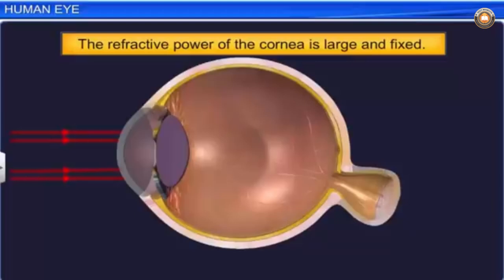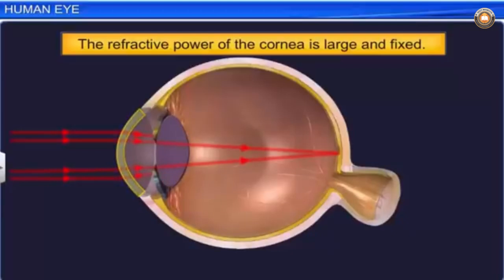For an object to be seen clearly, the image must be formed exactly on the retina. The crystalline lens along with the cornea is able to refract the light that enters the eye to form a sharp image on the retina. The eye is able to focus objects at different distances sharply on the retina by changing the focal length of the crystalline lens. The process of adjusting to different object distances by changing the focal length of the crystalline lens is known as accommodation.